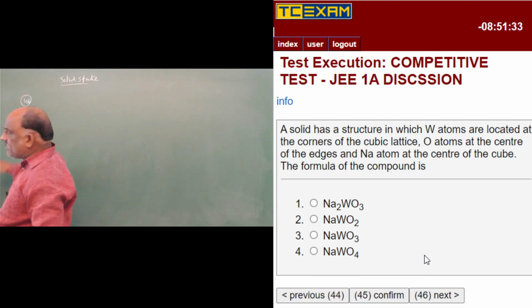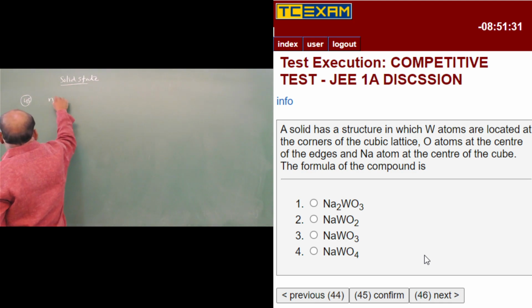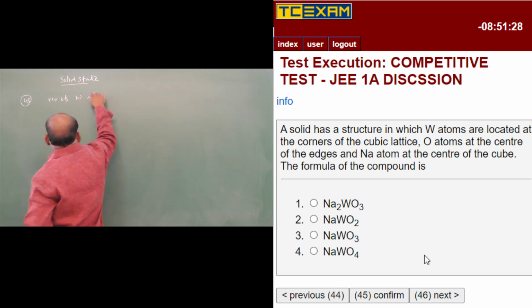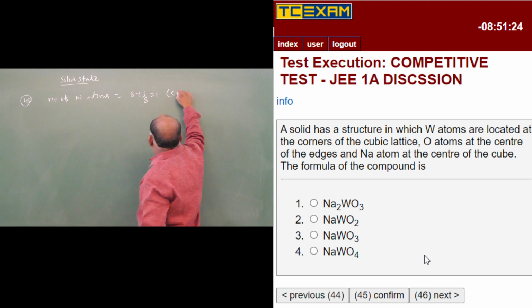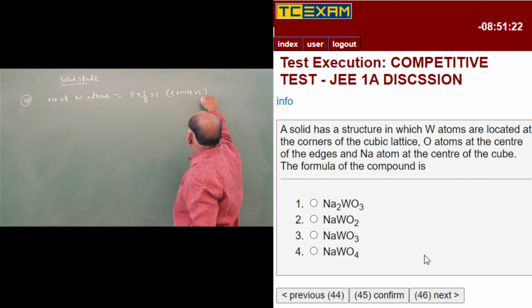46, not 46, sorry, 45. Number of W atoms: 8 into 1 by 8 is equal to 1, because they are at the corners.